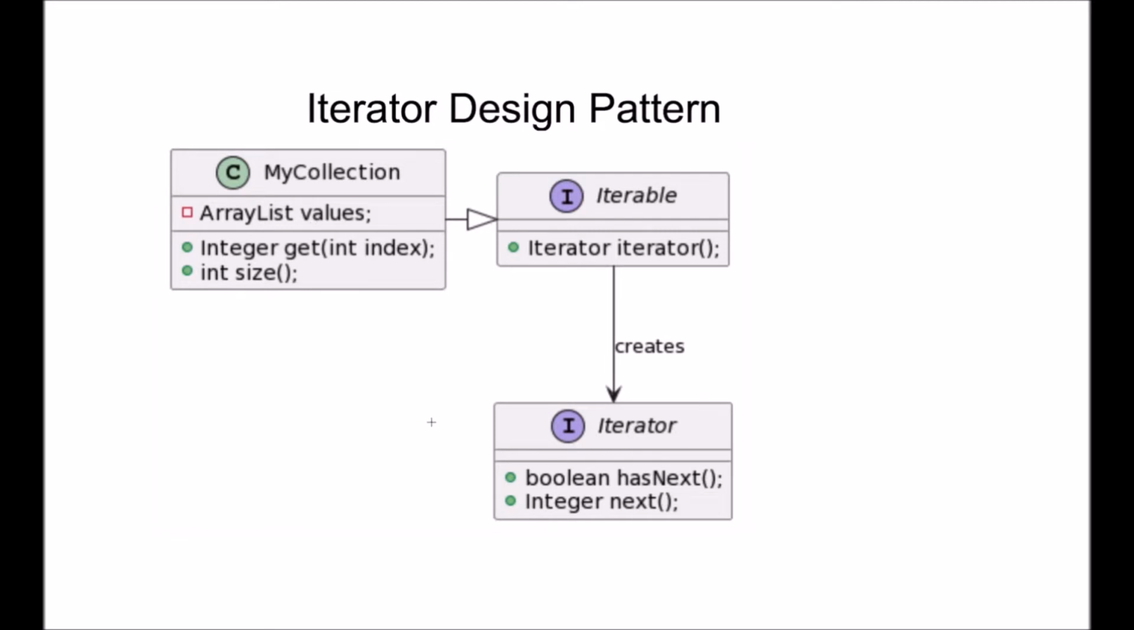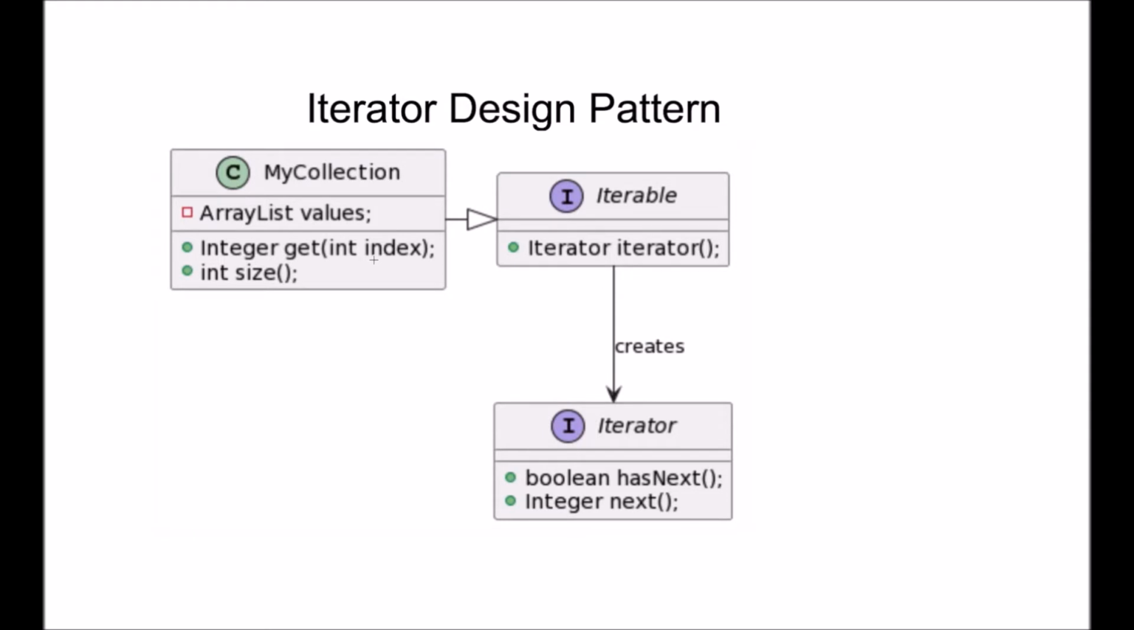Now I want to follow the iterator design pattern to provide a standard way of accessing these values without exposing its internal structure. Now, by using get with index, I somewhat expose it because accessing something by index is typically an array or array list. So I want to really completely abstract this.